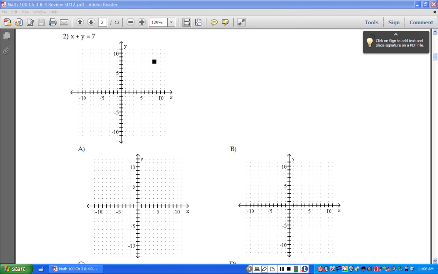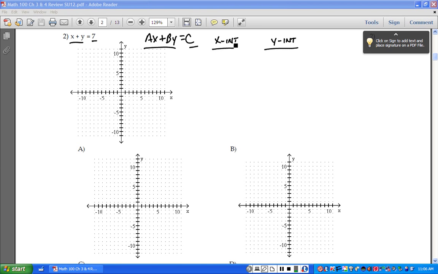Okay, number 2 asks us to graph. Now, for whatever reason, the multiple choice answer choices didn't print out, so we would just graph this one anyway. Because it's in standard form, the x and the y are together on one side, constant on the other side. In other words, ax plus by equals c. So when you're using standard form to graph, you find your x-intercept and you find your y-intercept.